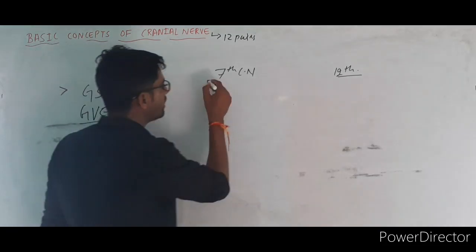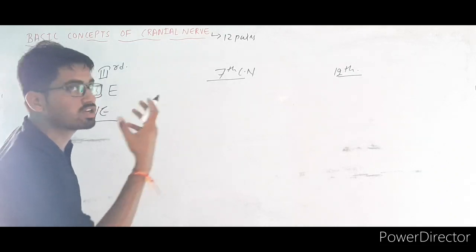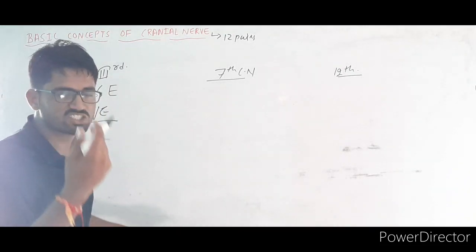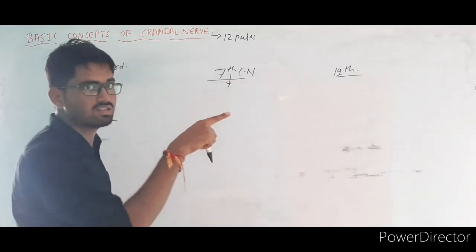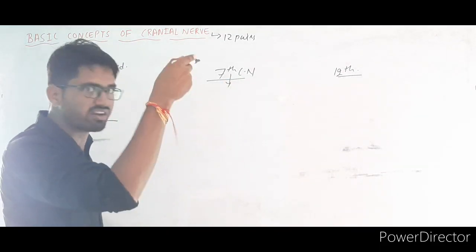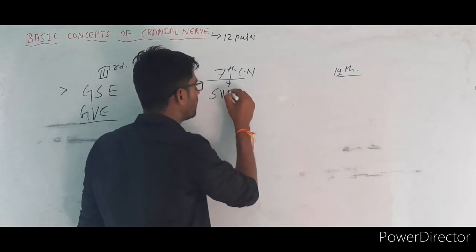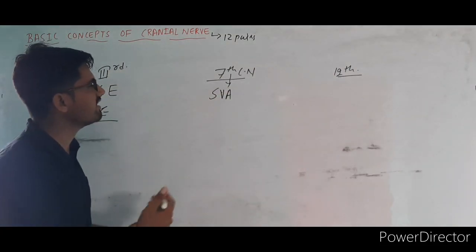Seventh cranial nerve. Can you tell me? Now only we discussed, no? The anterior 2/3 of the tongue is supplied by the seventh, carrying taste sensation, the chorda tympani. So which fiber is there? Special visceral afferent, right? Any other in the seventh cranial nerve?